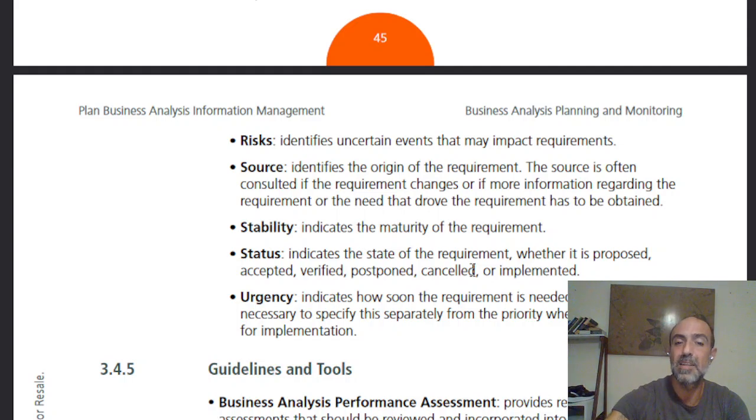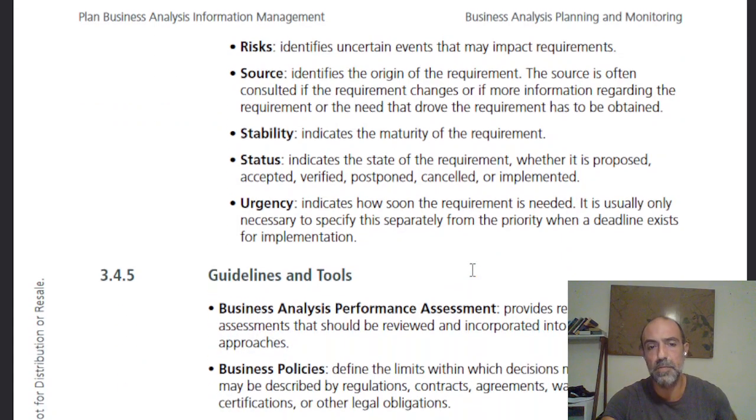Stability indicates the maturity of the requirement, like is it something that we were doing in a sustainable way, or that proved itself over and over again? Status indicates the state of the requirement, whether it's proposed, accepted, verified, postponed, cancelled, or implemented. Urgency indicates how soon the requirement is needed. This is actually only necessary to specify separately from the priority when a deadline exists for implementation.